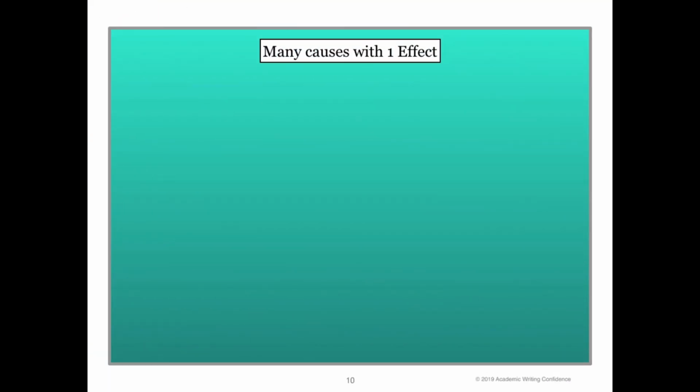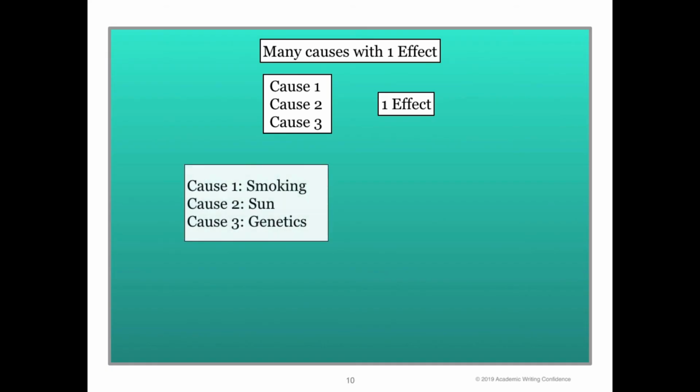Let's look at a few of the different patterns of how to write your cause and effect essay. First, let's look at the type when there are many causes with one effect. Now, if we were talking about cancer and what causes it, we could write this pattern. We would have three causes, smoking, sun, and genetics, and one effect or result, cancer.